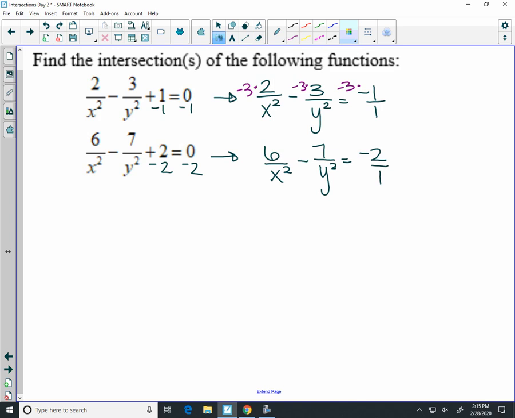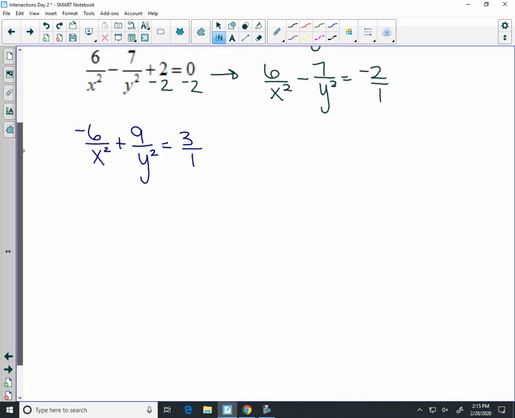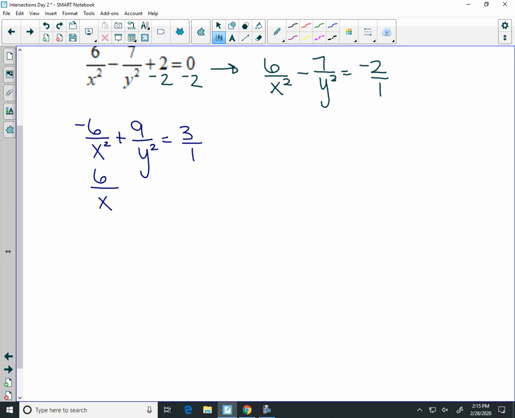So we have -6 over x squared. And this -3 times -3 is +9 over y squared equals negative 3 times negative 1 is positive 3 over 1. And then I'm just going to recopy that other equation, but now we've written it a couple times. 6 over x squared minus 7 over y squared equals negative 2. And again, I set it up as addition. If you want to set it up as subtraction instead of doing the opposite, you can, but I think addition.